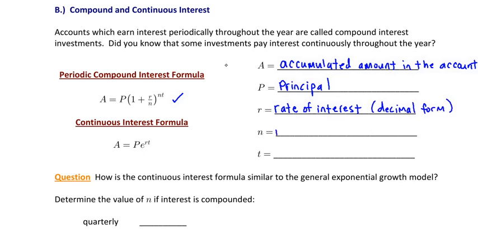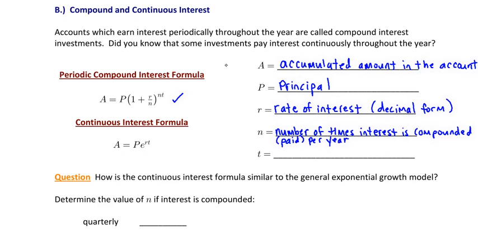N is going to be the number of times interest is compounded, which is a fancy word for paid, per year. So if you're looking at simple interest, you're getting interest one time per year, N would be 1. Whereas if you're looking at quarterly interest, you're going to get interest 4 times per year.